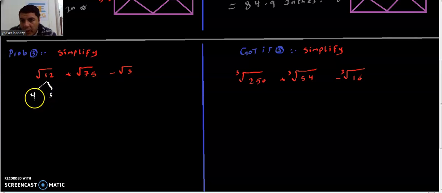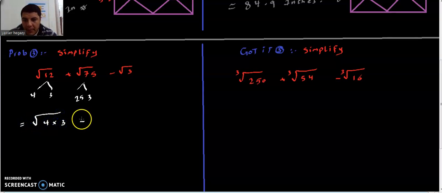As the square root of 4 equals 2. But I don't know the square root of 6 or the square root of 2. Okay, the square root of 75, so it will be 25 multiplied by 3. The square root of 3 is in the simplest form. That's it. So the square root of 12 equals the square root of 4 multiplied by 3, plus 25 multiplied by 3, minus the square root of 3.